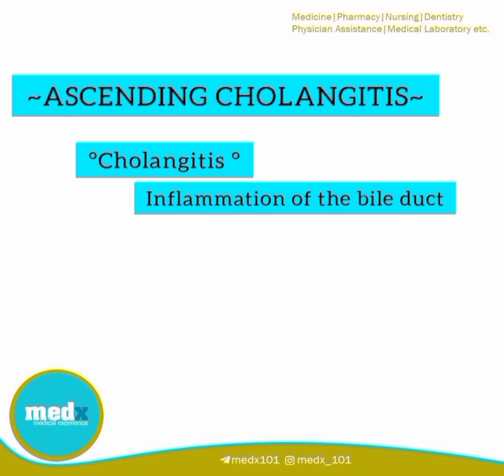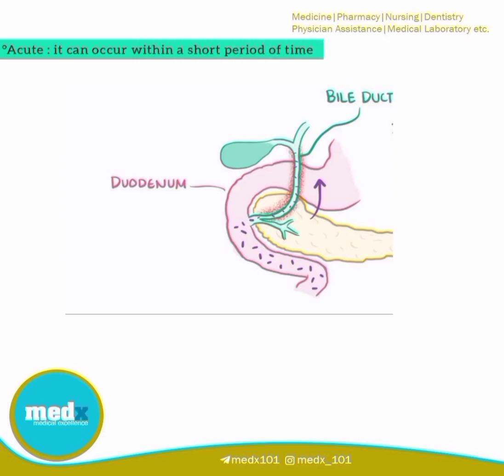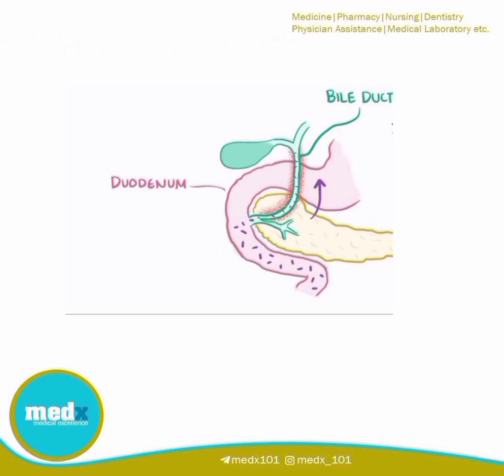So these bacteria are normally found in the intestine and they make their way up the bile duct from the duodenum, and because they are going up the bile duct, it's known as ascending cholangitis. It's also known as acute cholangitis because it can occur within a short period of time.